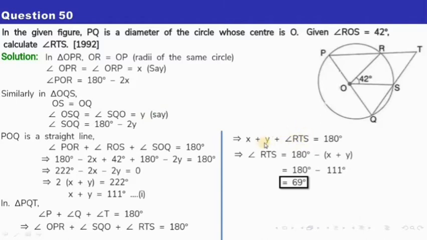Now RTS will be equal to 180 minus x plus y. This is taken to the right hand side, and we know that x plus y from equation 1 is 111. So instead of this I have written 111 here. 180 minus 111 is 69 degrees. So the value of angle RTS is 69 degrees. Pause the video to note this down.